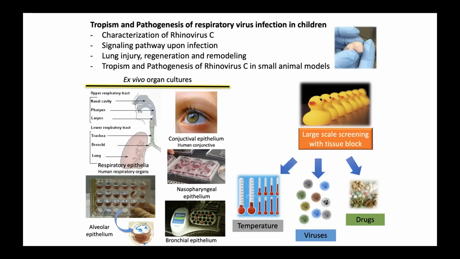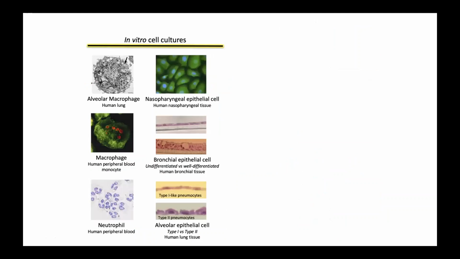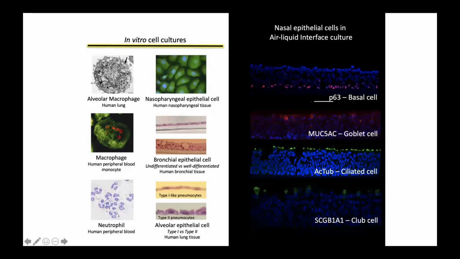And with this ex vivo organ culture, we can do multiple temperatures, multiple viruses, and test multiple drugs in one shot. And in the in vitro cell model, we obtain those organ cultures, but at the same time, utilizing the same biological materials, we can isolate single cell types. We develop alveolar macrophage, peripheral blood macrophage, neutrophil, all these circulating cell models to test the inflammation responses.